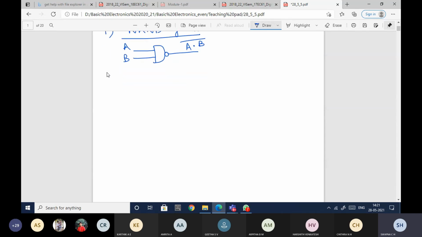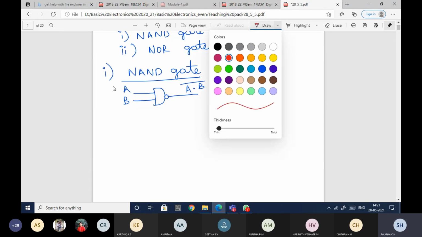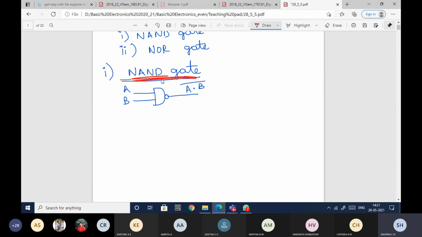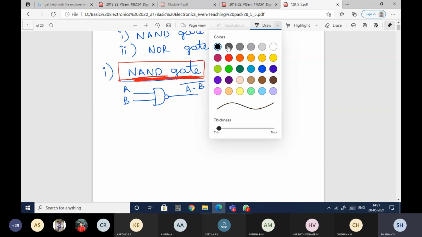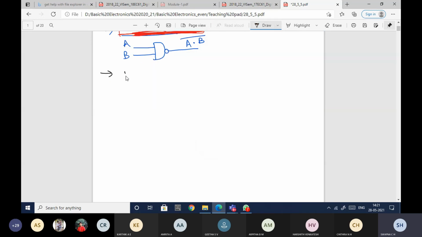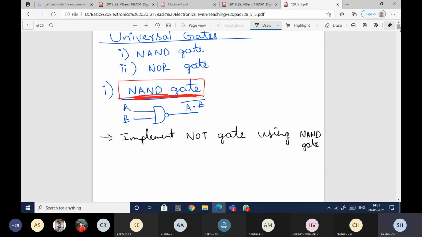Okay, so first let us implement, see whatever I'm doing now, it's all under the heading NAND gate. Okay, so all the gates, all the functions, whatever I'll be doing now, I'll be implementing using NAND gates. Okay, so this is the main heading now. So the question is, implement NOT gate using NAND gate. Okay, so here all of you please concentrate.